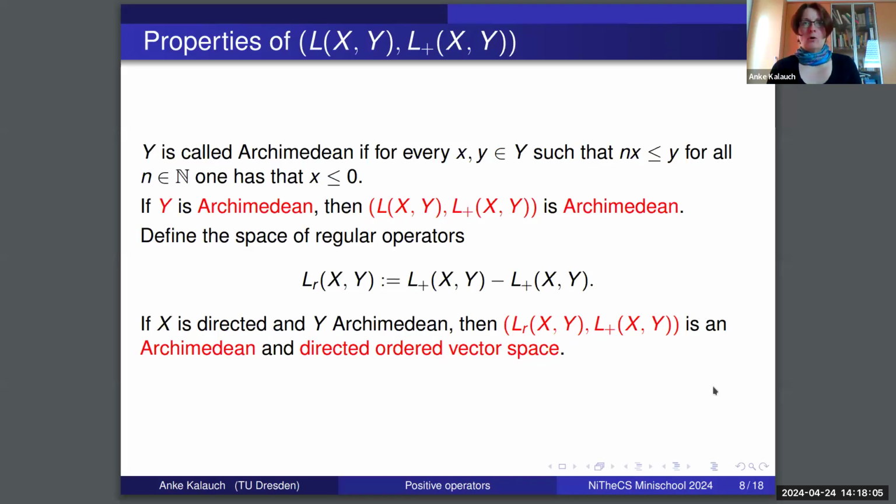Maybe some more properties of this ordered vector space of operators. Let me recall the property of being Archimedean. Bruce already introduced this in one of the last lectures. I prefer this definition: for any two elements where nx ≤ y for all n, we have that x is negative. If this is true, then Y is called Archimedean. And if the range space of our operators is Archimedean, then it turns out that the ordered vector space of operators is Archimedean as well.